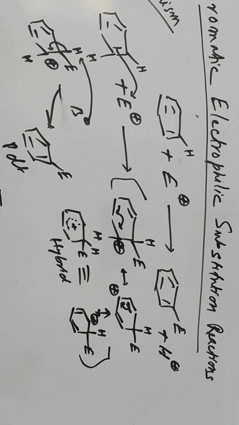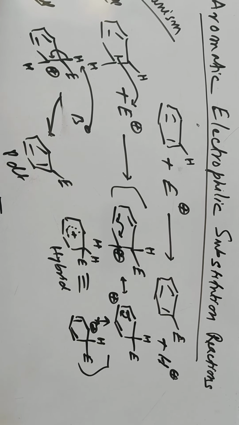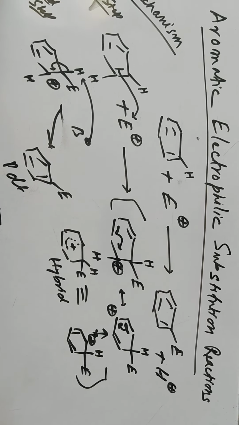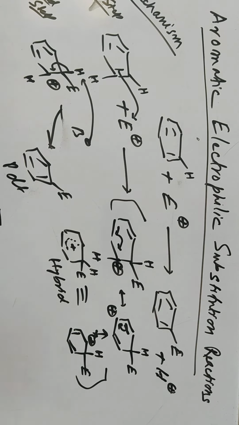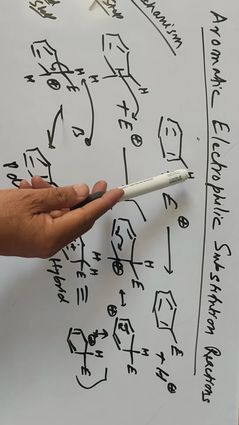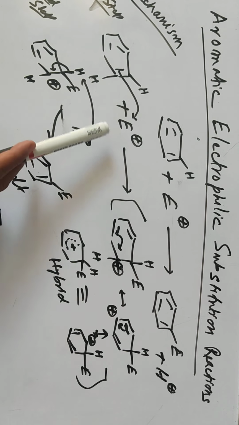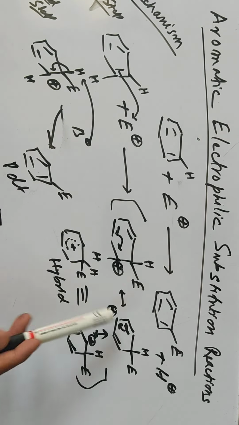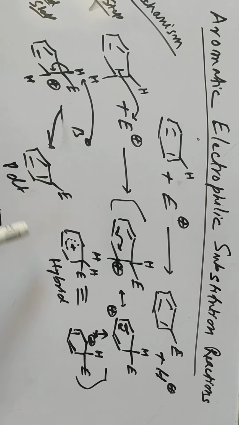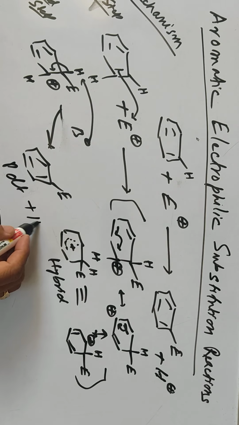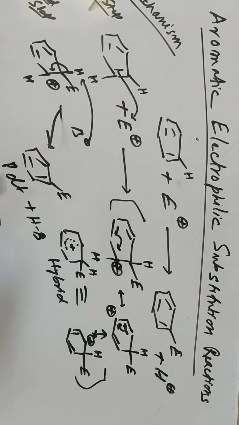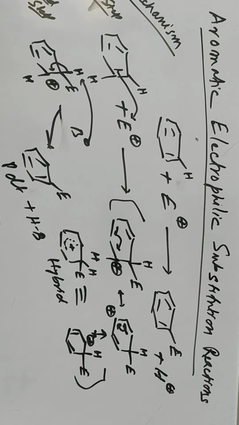I'm repeating what we did in the last class. In the mechanism of aromatic electrophilic substitution, the hydrogen is replaced by the electrophile. The first step is benzene attacking the electrophile to give a carbocation. In the second step, this carbocation loses the proton to give the product. If a base attacks, you can have this one. So this is the overall general mechanism of the aromatic electrophilic substitution reaction.